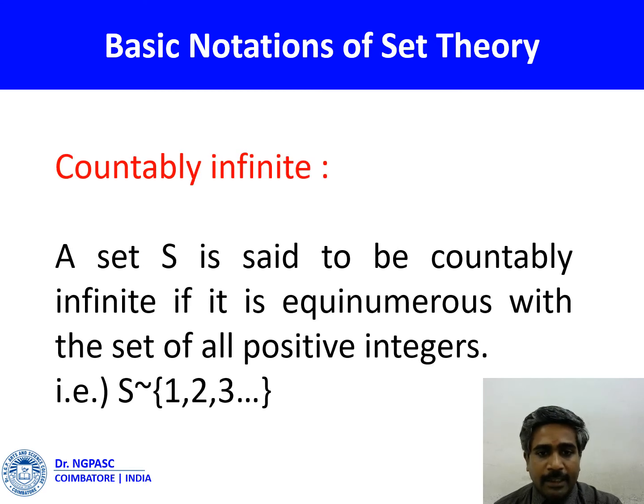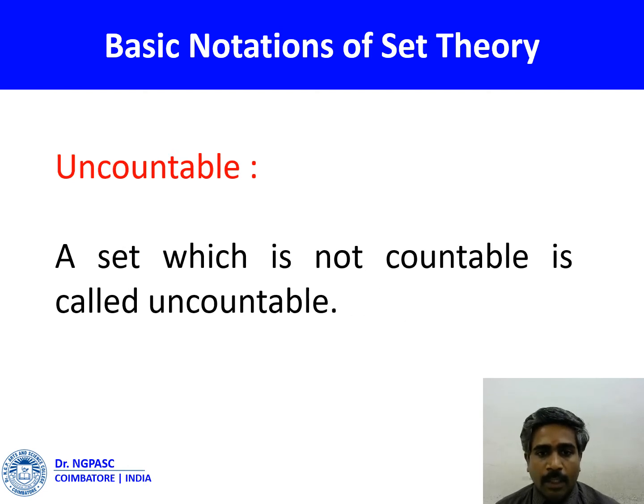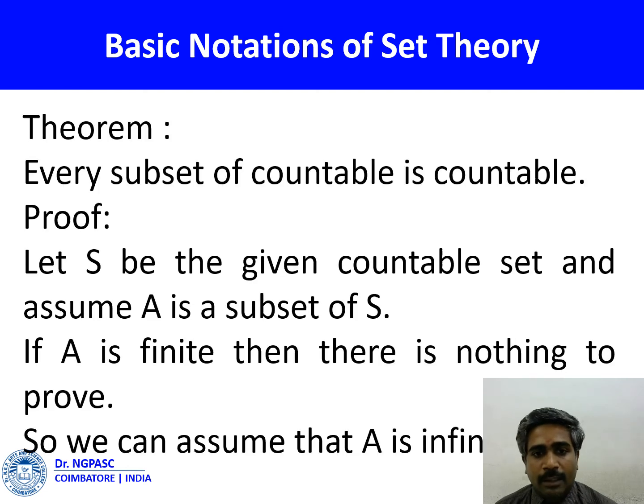Countably infinite. A set is said to be countably infinite if it is equinumerous with the set of all positive integers. Equinumerous means there is a one-one function from the set onto the other set. Next, countable. A set S is called countable if it is either finite or countably infinite. Uncountable: a set which is not countable is called uncountable. Next, according to the definition of countable set, we are going to see the theorem: every subset of a countable set is countable.